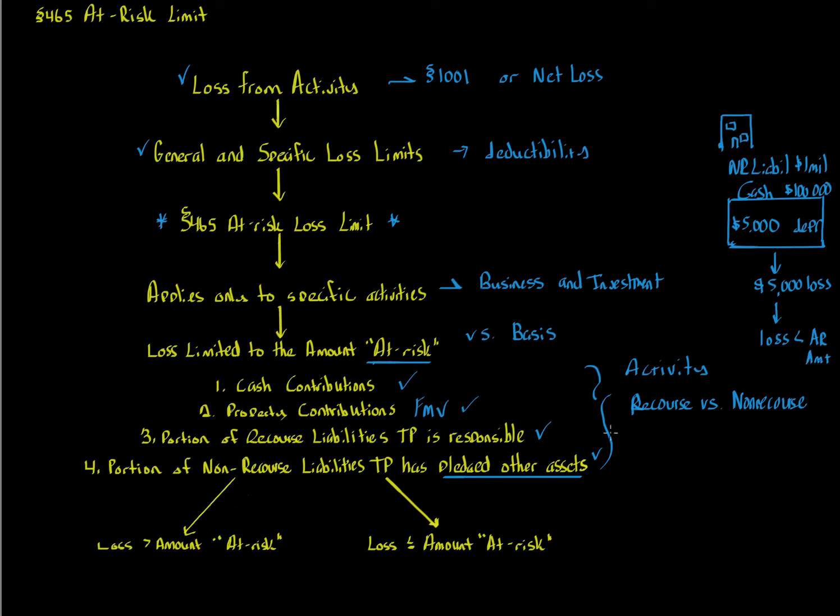And when the loss is less than or equal to the amount at risk, it can be deducted for the year. It can be deducted under the Section 465. So it's good for Section 465, but one thing I have to mention is that there's other loss limitations, such as the passive activity rules, that we still have to consider. So this is just Section 465. You also have to consider Section 469 passive, as well as there's capital loss limitations, and then usually once you get past the capital loss limitations, that if it survives, then you can deduct it on the tax return.